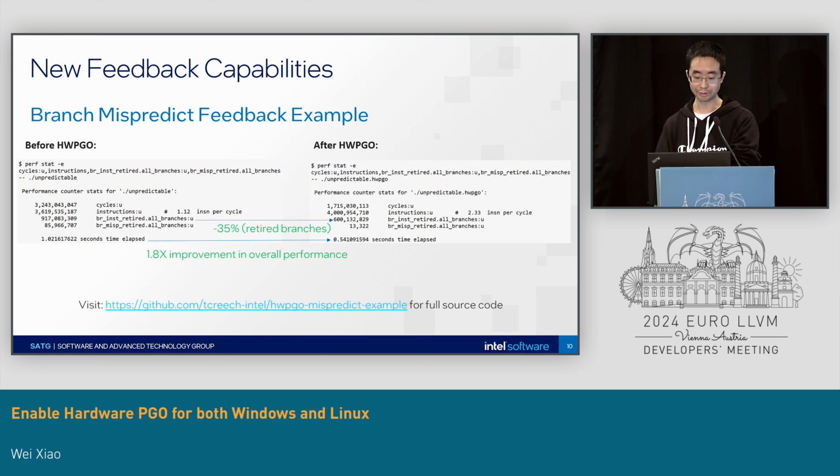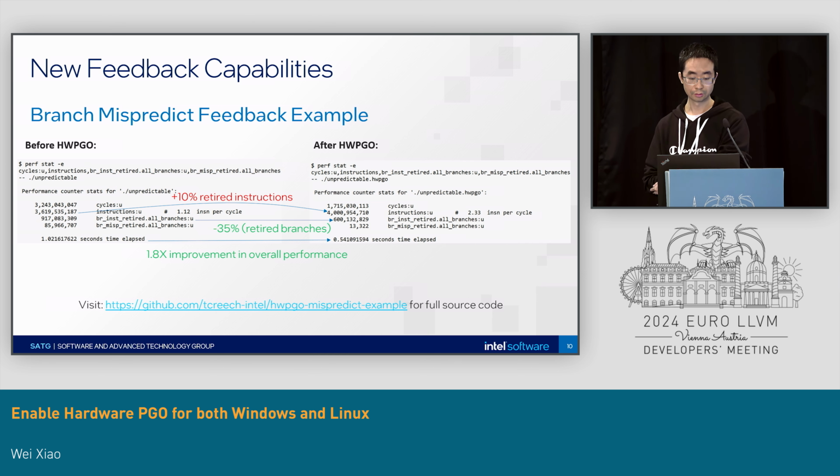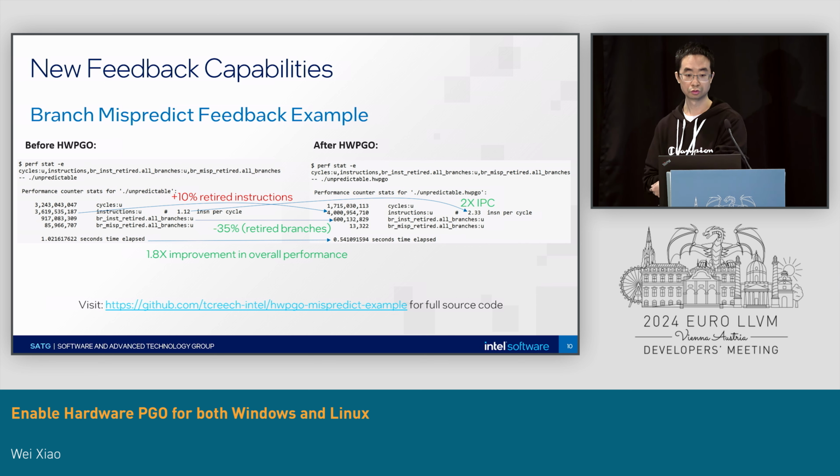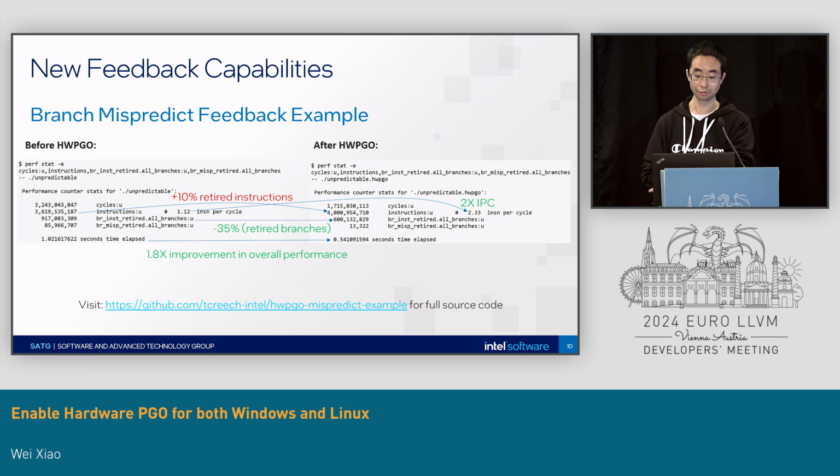And the retired branch instructions are reduced by 35%, and almost all the mispredicted branches are gone. But meanwhile, the overall retired instructions increased by about 10%, but it's still profitable, since we improved the instructions per cycle, the IPC, by 2 times. So we call this kind of optimization related to the microarchitecture. Traditional instrumentation-based PGO cannot do it, but hardware PGO can.